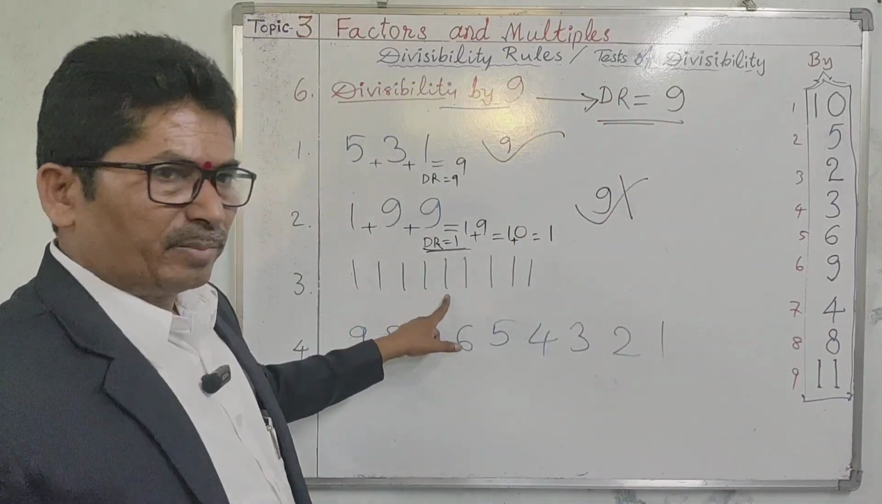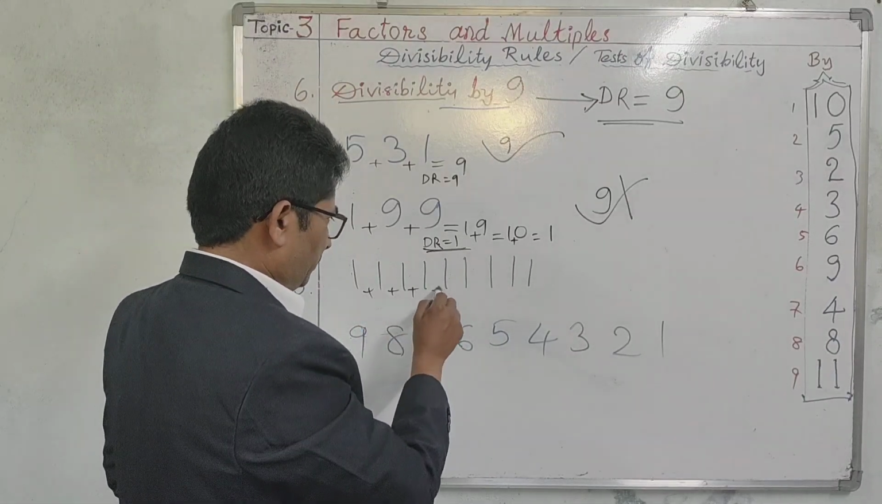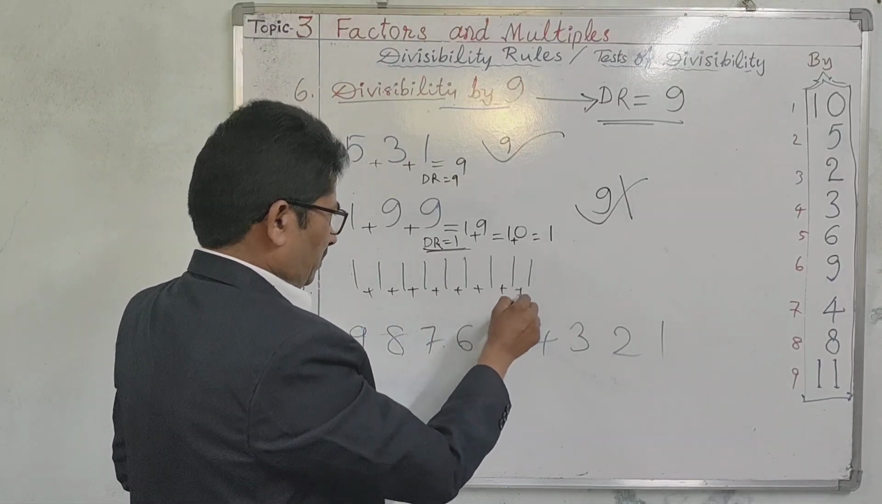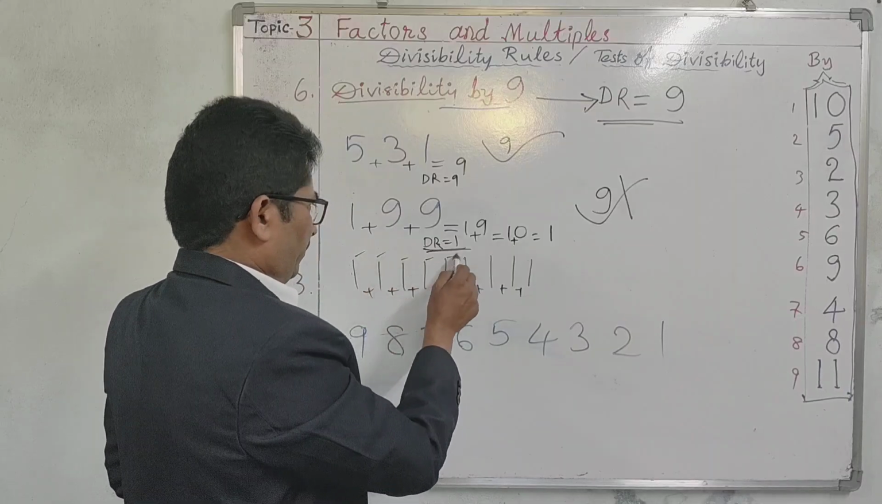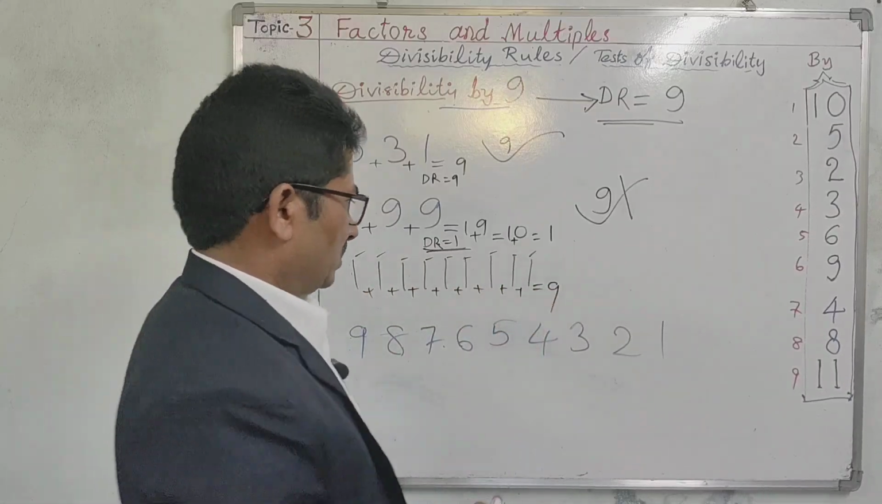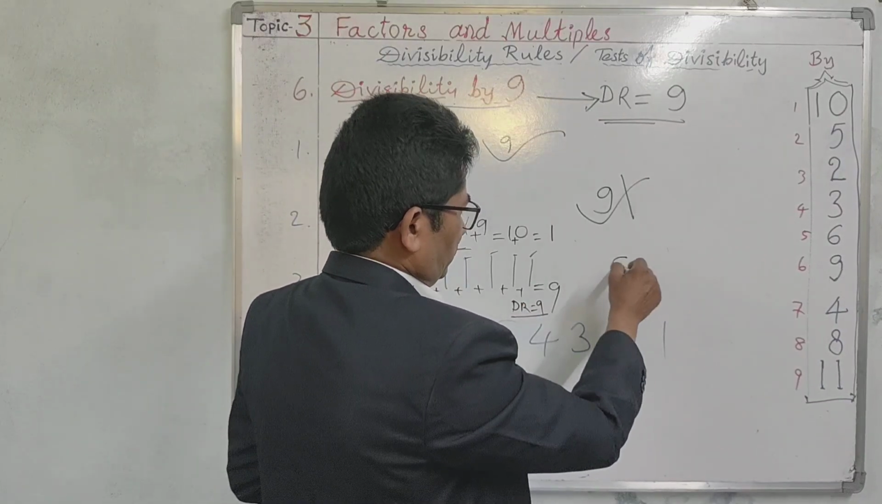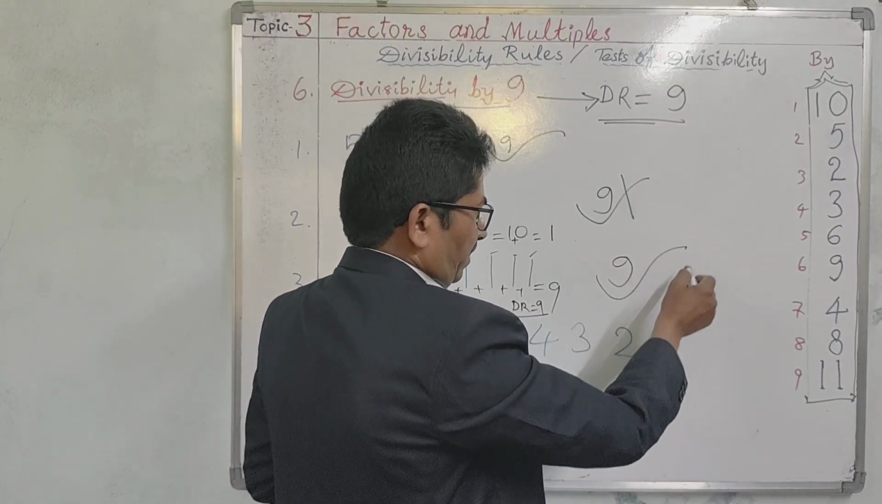Next, is this divisible by 9? We have to sum the digits. 1, 2, 3, 4, 5, 6, 7, 8, 9. So 9. So digital root is 9. So that's why this is exactly divisible by 9.